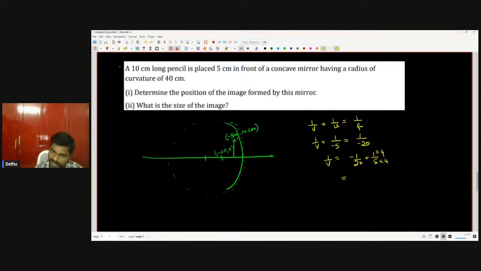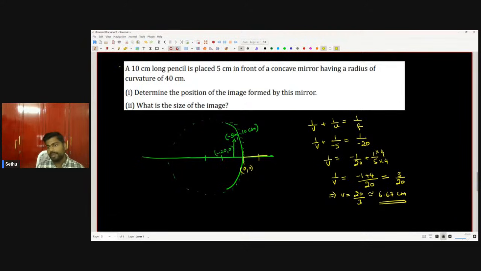So how much is this one? This is minus 1 plus 4 by 20. Right? So this is 3 by 20, which implies V is basically 20 by 3, approximately 6.67. Notice that I get plus 6.67. That means the image is formed towards the right side, right? Because this is your origin. So plus 6.67, somewhere here the image is going to be formed. Right? Let's make a note of this.